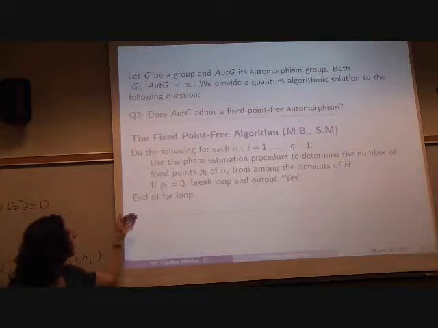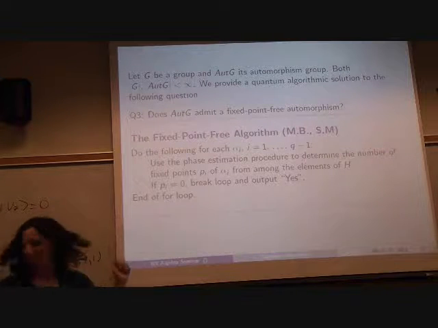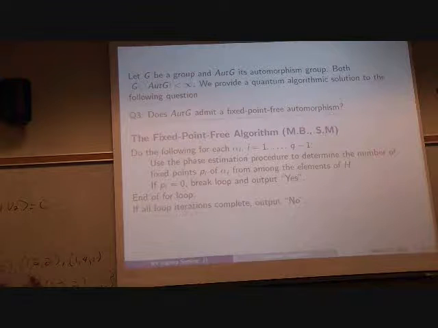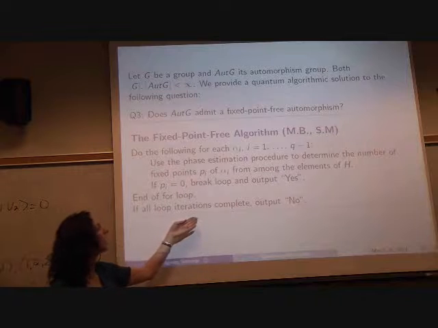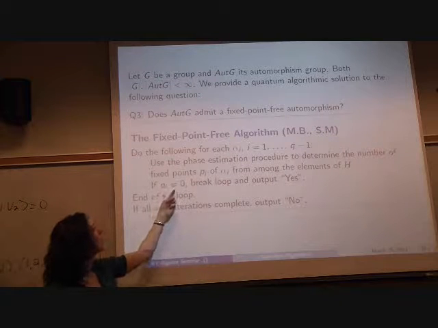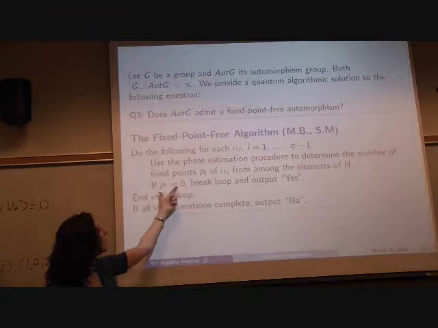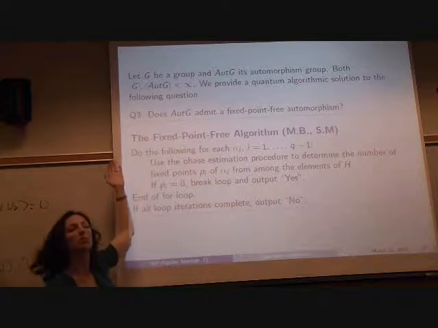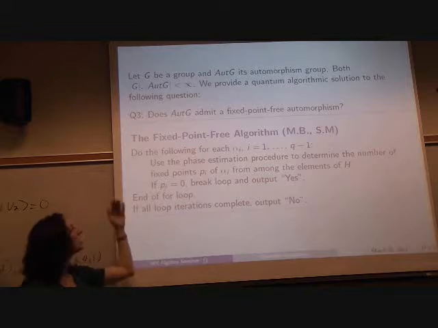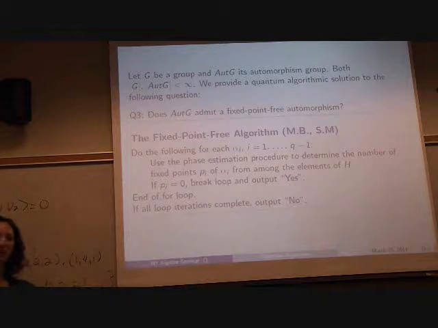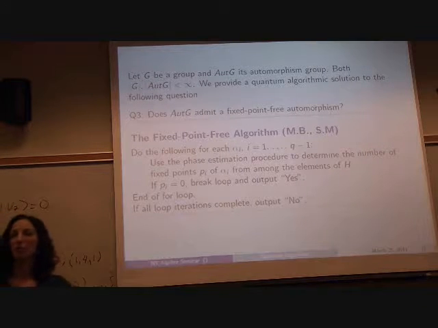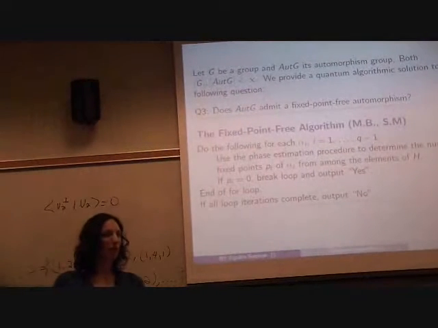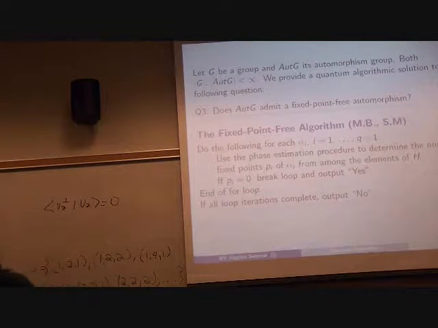And so once we're done, if we've completed all of our loop iterations and we didn't break out of the loop, then we say no. Meaning we didn't find any of the automorphisms that have 0 fixed points. So the answer to our question will be no. And so this is just our general setup where we're considering them one at a time, look for the number of fixed points. The one that has 0, we say, yes, this is it. It's fixed point free. But what about the details of it? How do I know how many fixed points it has?